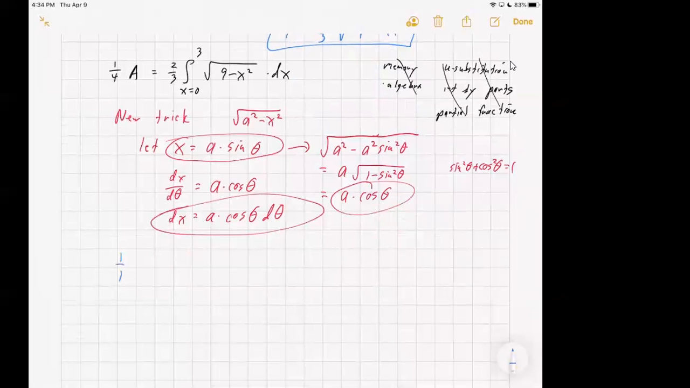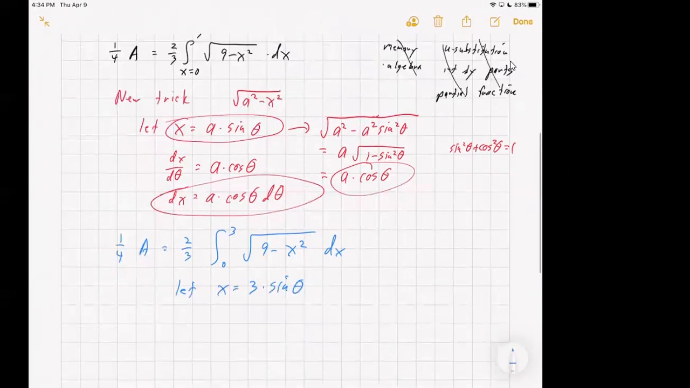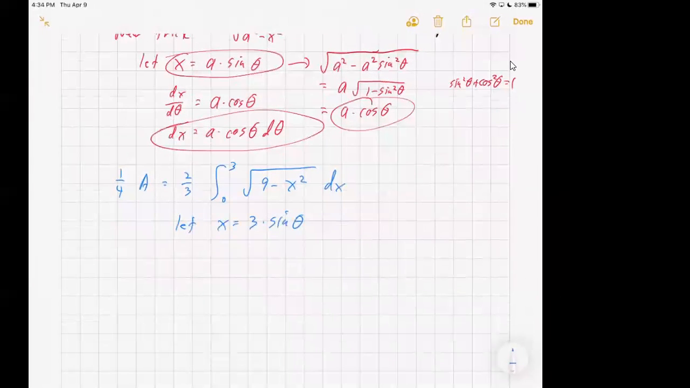We would want to say that, let me rewrite the problem. The quarter area is 2/3 times the integral from 0 to 3 of the square root of 9 minus x squared dx. If we let x equal 3 times the sine of theta, a lot of good things will happen. The first thing that happens is dx/d theta will be 3 cosine theta. So dx will be 3 cosine theta d theta. That's something we can substitute for dx.